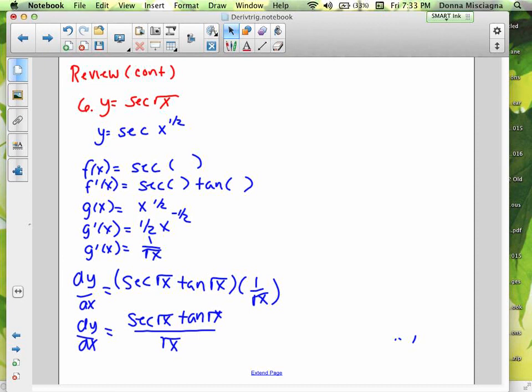But this is the equation that would describe how we would find our slope, and it describes our instantaneous rate of change. Would be our derivative, of course. So kind of a complicated derivative there.